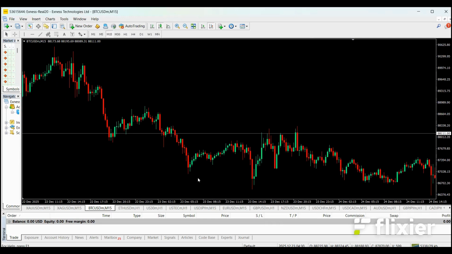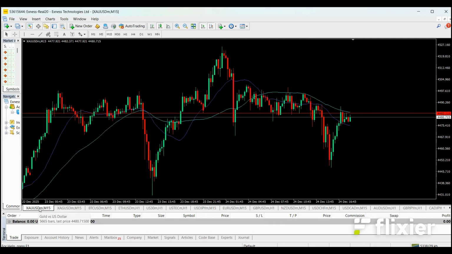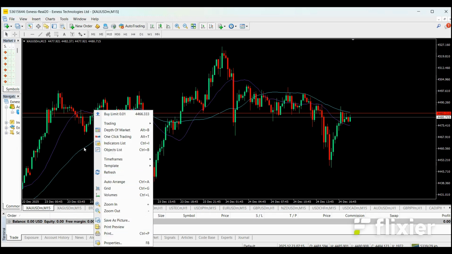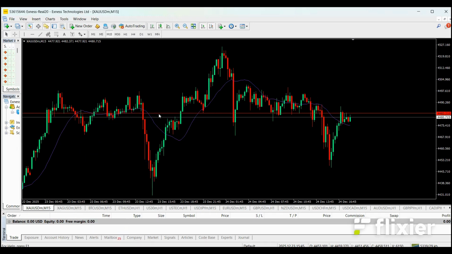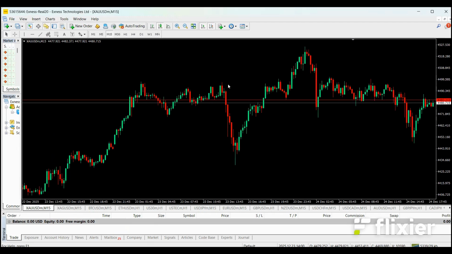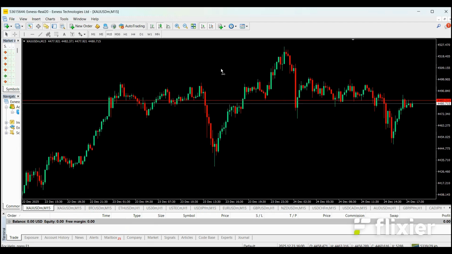So let's look at another one, or we can take a look at other assets. Let's go to gold. Let's look at gold. Now, don't worry about these indicators. We don't use indicators in this strategy, at least for now. You can use them for confirmation, but that's not what this strategy is about.